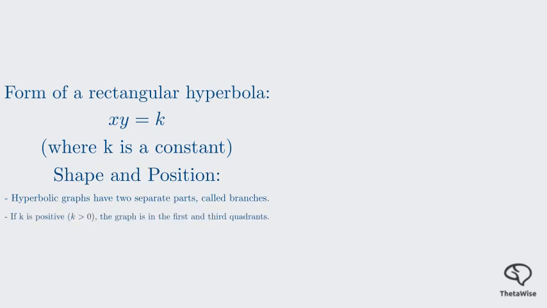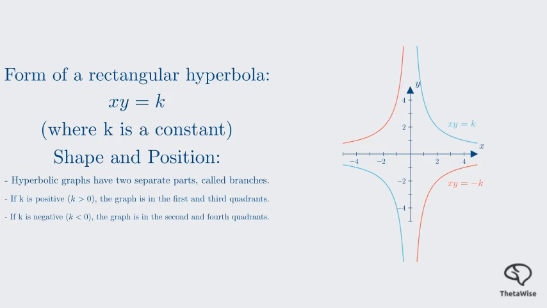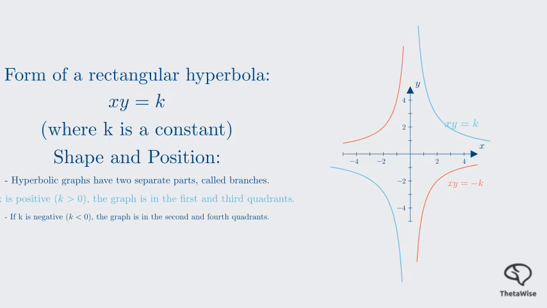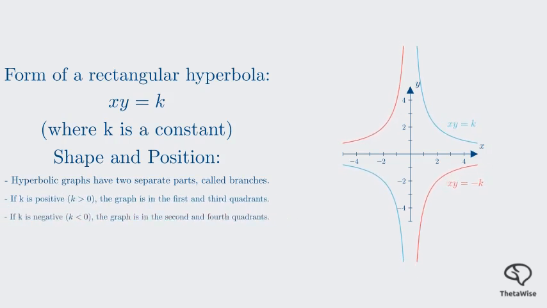The first rule is, if the constant k is a positive number, the branches of the hyperbola will always be drawn in the first and third quadrants of the Cartesian plane. Conversely, if the constant k is a negative number, the branches of the hyperbola will be located in the second and fourth quadrants. This gives us a very powerful shortcut. By just looking at the sign of k, we immediately know which quadrants to sketch our graph in. Remember that a positive k means first and third quadrants, and a negative k means second and fourth quadrants.